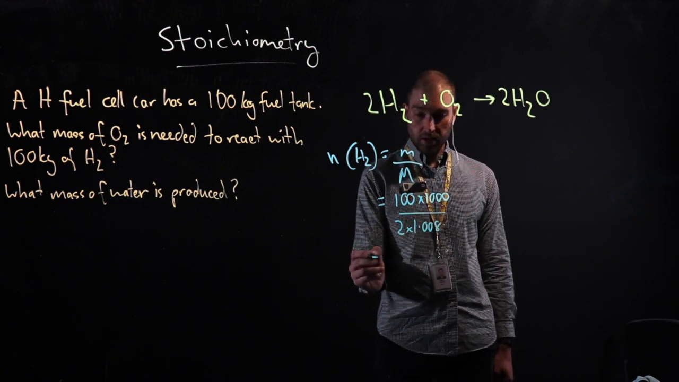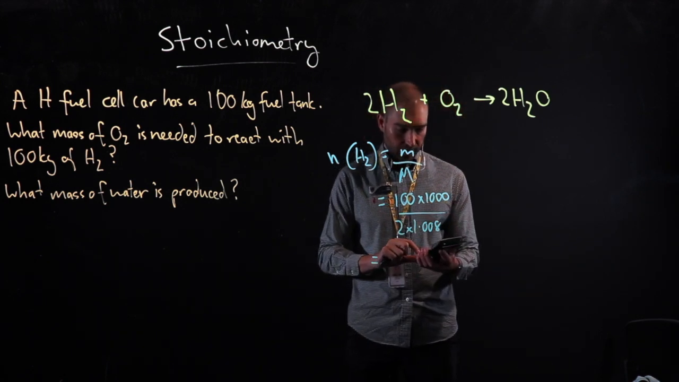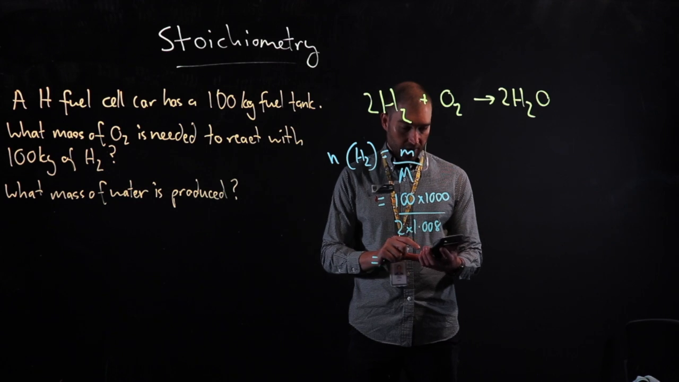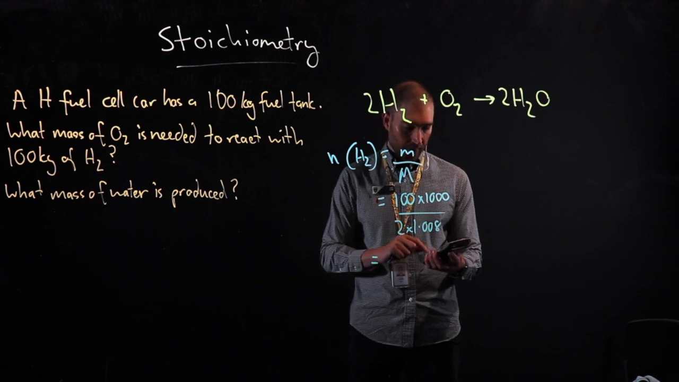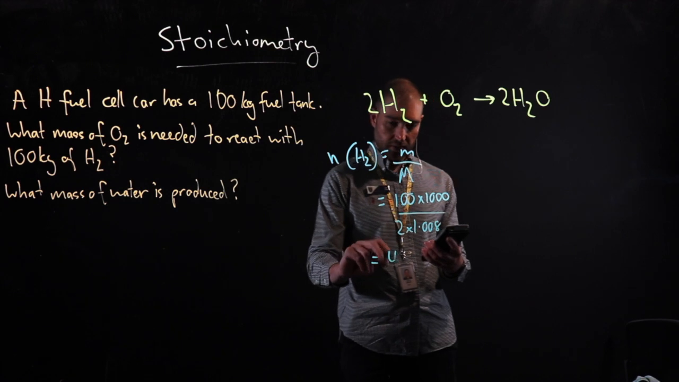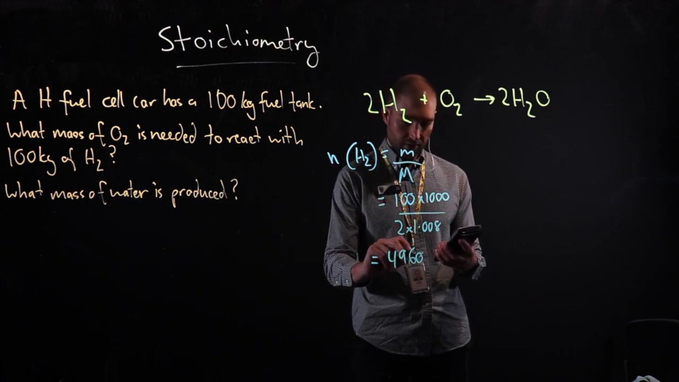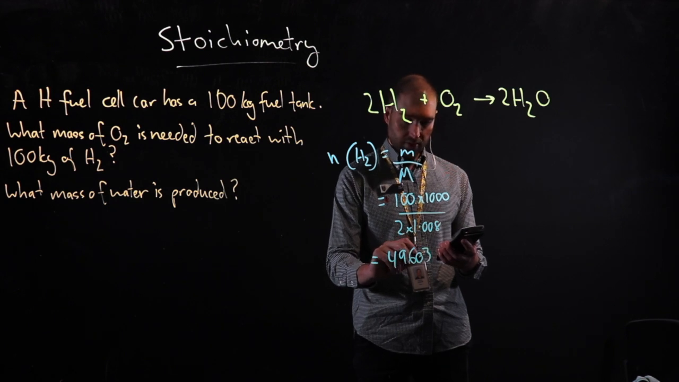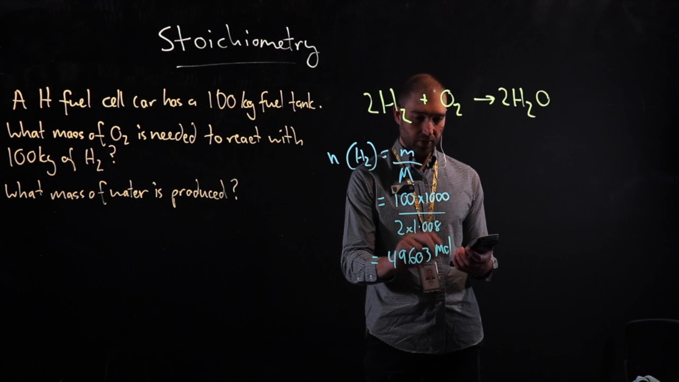Okay, and then I'm going to chuck that into my calculator. So 100 times 1,000, guess what? It's 100,000, who would have thought? Divided by 2 times 1.008. And I get 49,603. It's going to be moles of hydrogen.